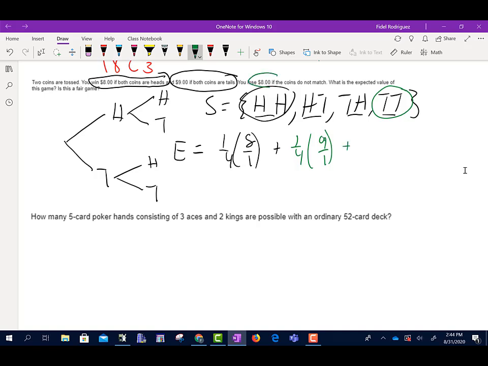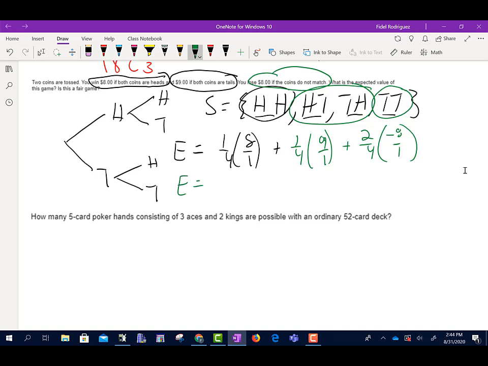I'm going to lose $8 if they don't match. Notice how many don't match? 2 out of the 4 don't match. And since I'm going to lose money, it's going to be a negative $8. Now I know I could have reduced this fraction, but I don't want to do that just yet.